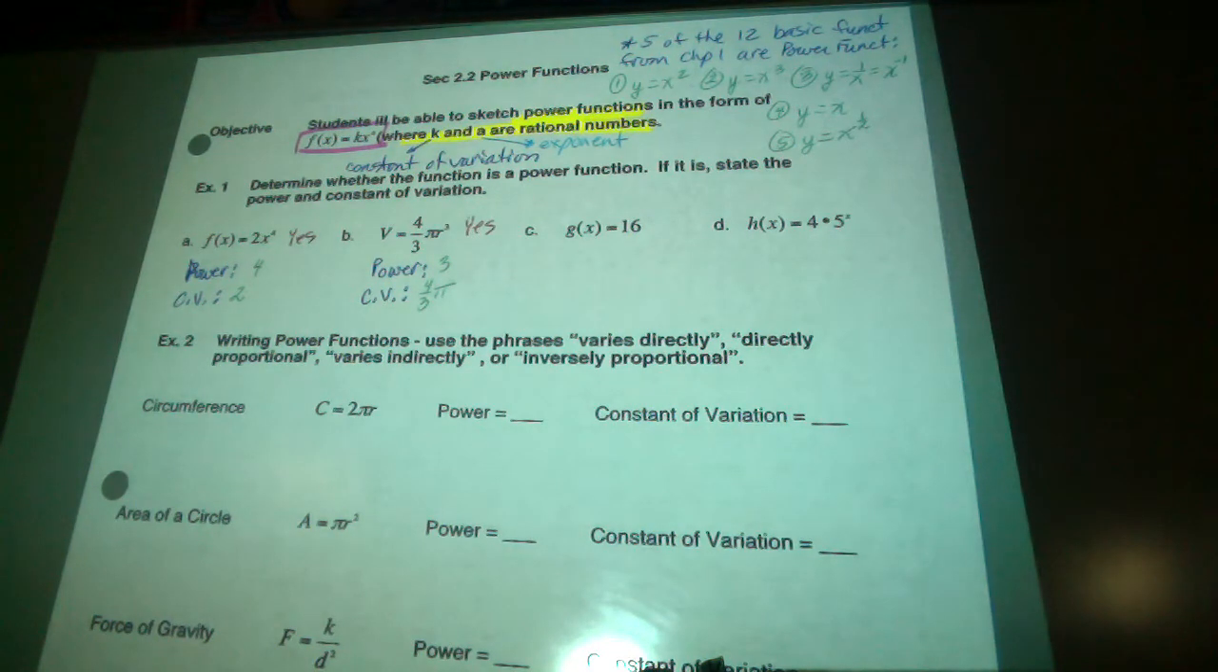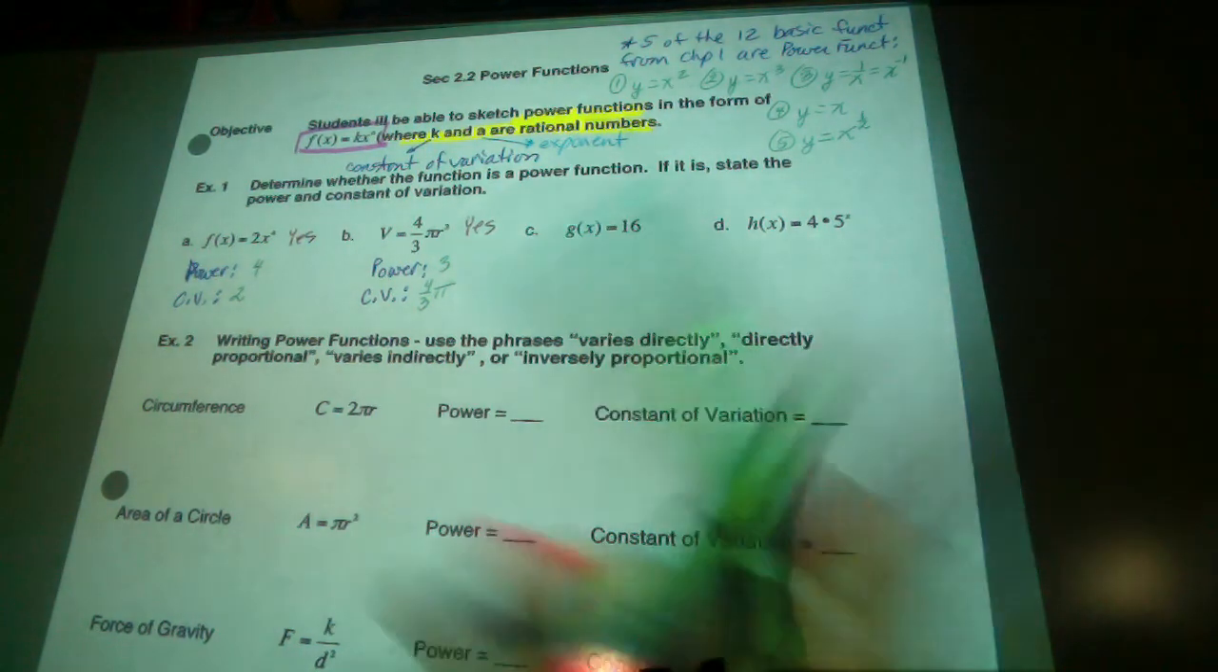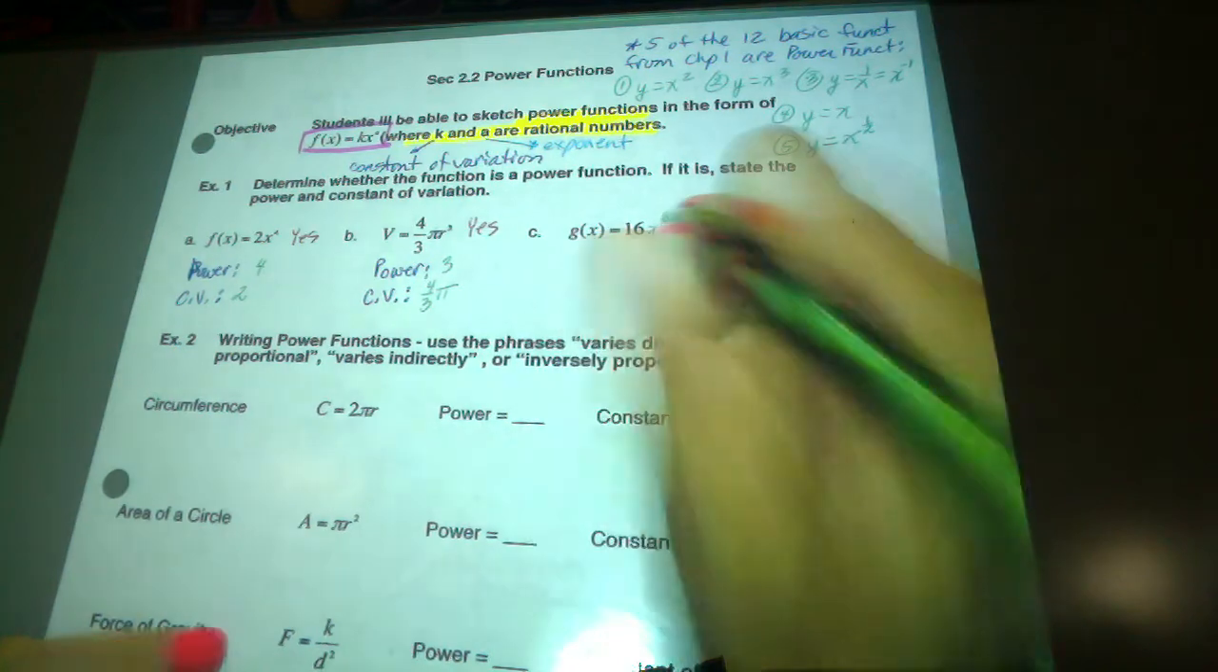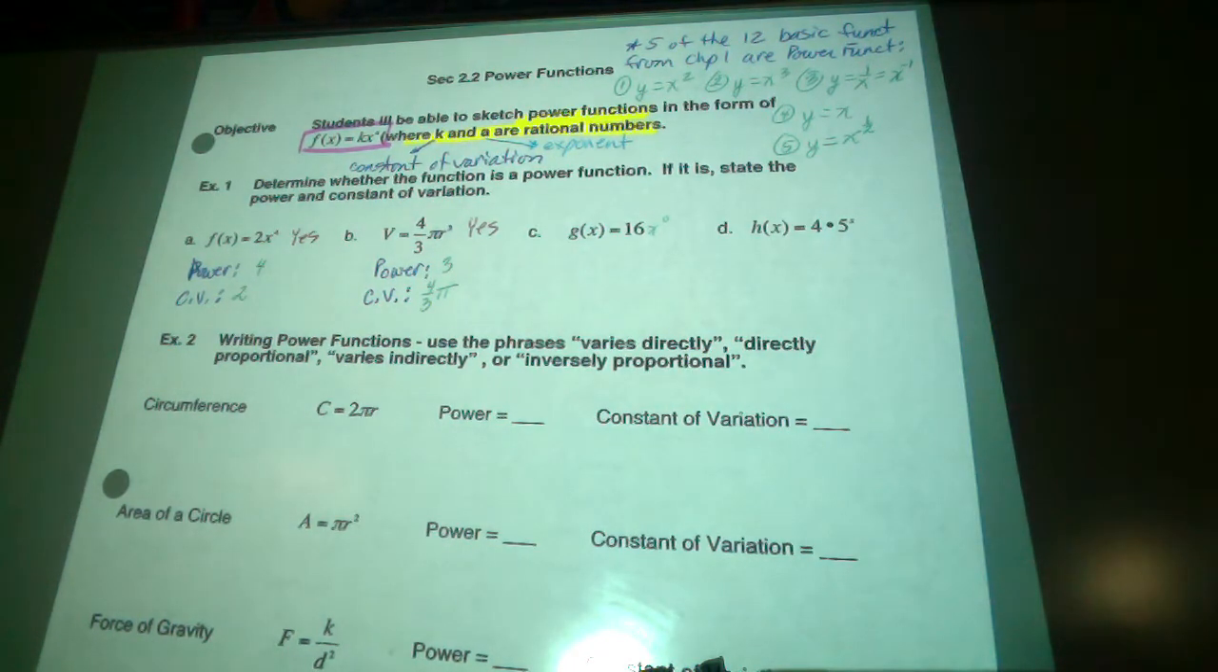Sure. Should be a real number. C. What do you think about C? If you say it is, I don't see the variable, which means I don't see the power. So what would it be? What is the degree of a constant or a constant value? No, not 1. Isn't the degree of a constant 0 because what's attached to it? X to the 0, right? So this is a power function.